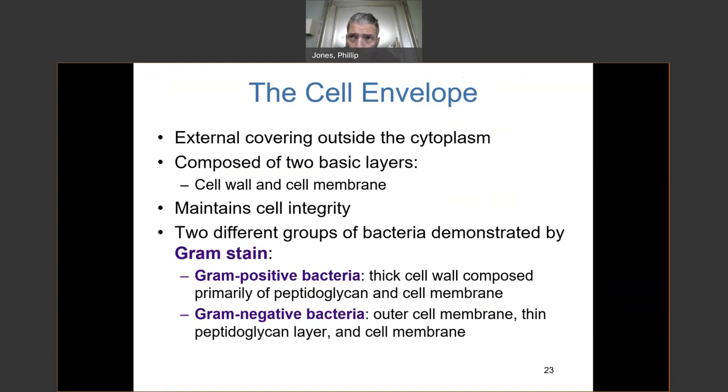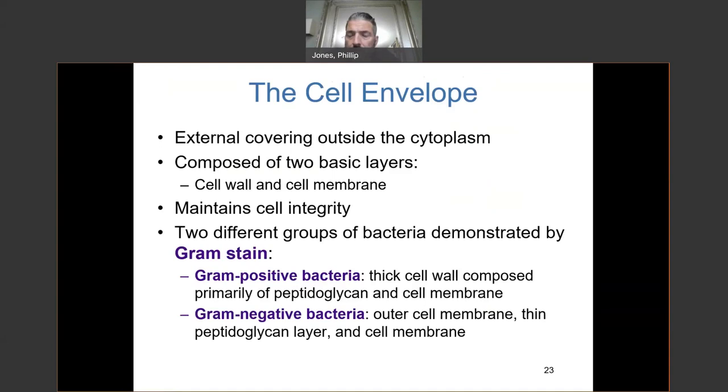I think there should be a video on the Gram stain. Pearson has a really good video on the Gram stain. I'll see if I can get that to attach. I put it in there and it didn't open up, but nothing surprises me.